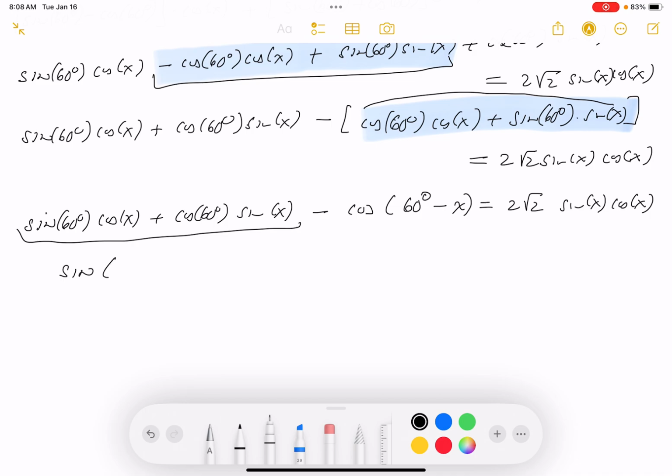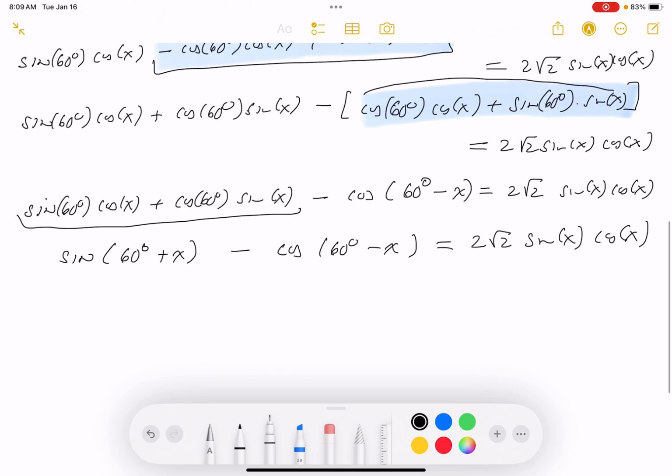That's going to be the sine of 60 degrees plus x minus, that's going to be, let's take a look at that, the cosine 60 degrees minus x. And that's going to be 2 root 2 sine x cosine x. Wow, this is problematic, isn't it?